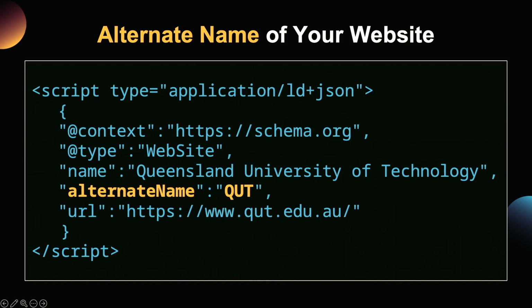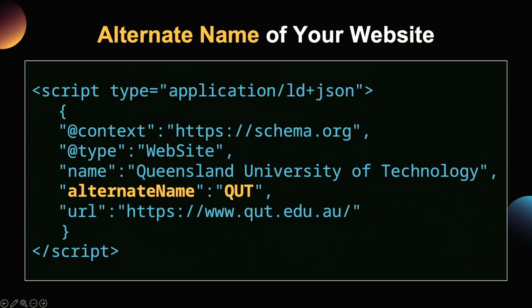Here's a really useful tip for your site name structured data: using the alternate name property. Let's go back to our QUT example. The university's full official name is Queensland University of Technology, but almost everyone just knows it as QUT. The alternate name property is designed for exactly this. It allows you to officially tell Google, my full name is this, but I also go by this shorter name.